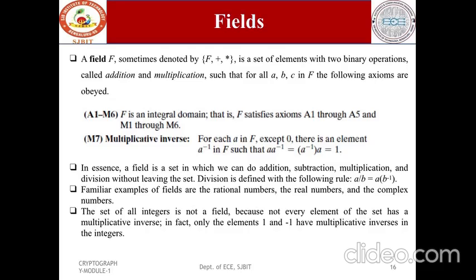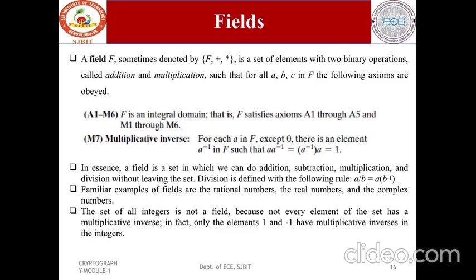F is an integral domain, that is, F satisfies the axioms A1 through A5 and M1 through M6. The multiplicative inverse: for each a in F except 0, there is an element a inverse in F such that a times a inverse, or a inverse times a, gives 1. So a field is a set of elements in which we can do addition, subtraction, multiplication and division without leaving the set. Division is defined with the following rule: a by b is equal to a times b inverse.